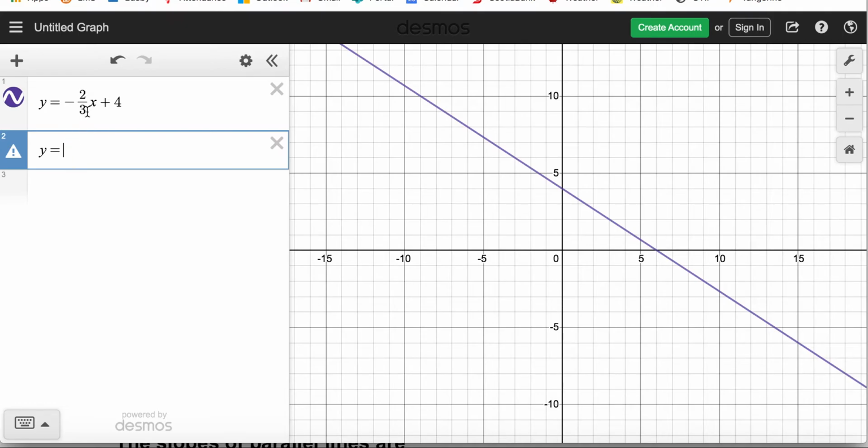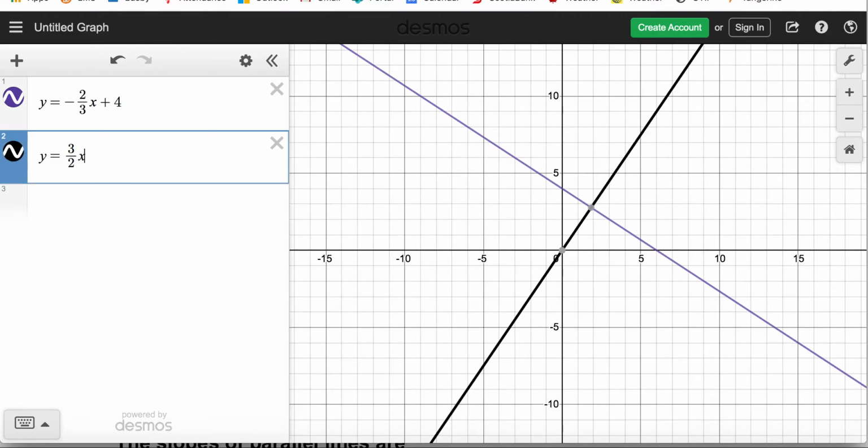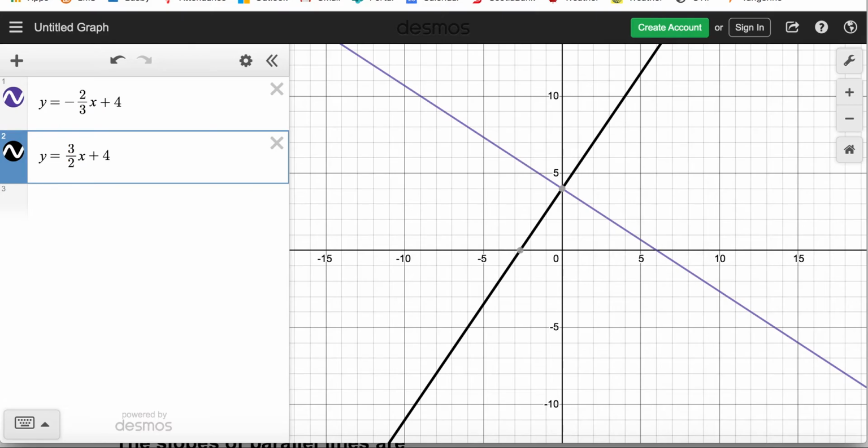And instead of 2 over 3, I'm going to have 3 over 2. So if I did plus 4, they look pretty much perpendicular to me, so 90 degrees to each other. 2 perpendicular lines. Look at the slopes, so negative 2/3 and positive 3 over 2. This is called the negative reciprocal. Opposite signs and then flip the fraction upside down.